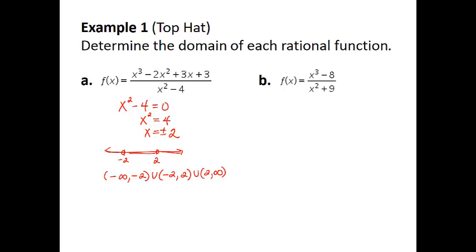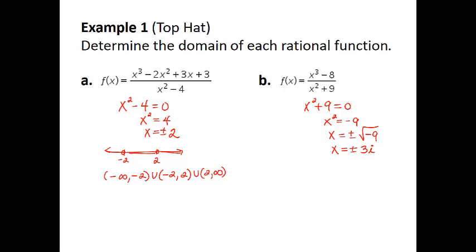Part B is f of x equals x cubed minus 8 divided by x squared plus 9. The domain again is all real numbers except for the zeros of the denominator. If we set x squared plus 9 equal to 0, we can use the square root property again to get x squared equals negative 9. Therefore, x equals plus or minus the square root of negative 9. But recall that the square root of negative 9 is an imaginary number, so the solutions are plus or minus 3i.